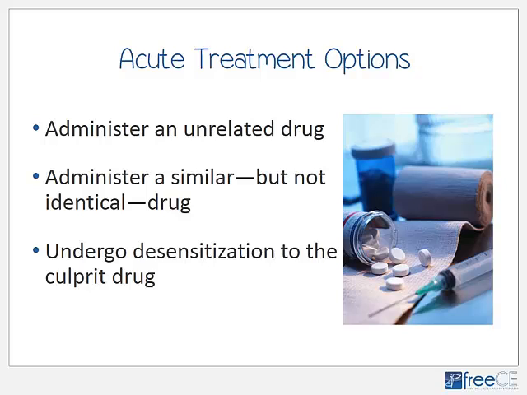I will say that if the patient is actively experiencing a life-threatening reaction, you do want to treat this as soon as possible, as you obviously know, and discontinue that drug right away. Otherwise, the three choices are first to administer a completely unrelated drug. This is going to be a safe option, but it does carry the risk of other adverse reactions that the patient is exposed to. It could be more costly, or it could be less effective than the drug you originally wanted to use.